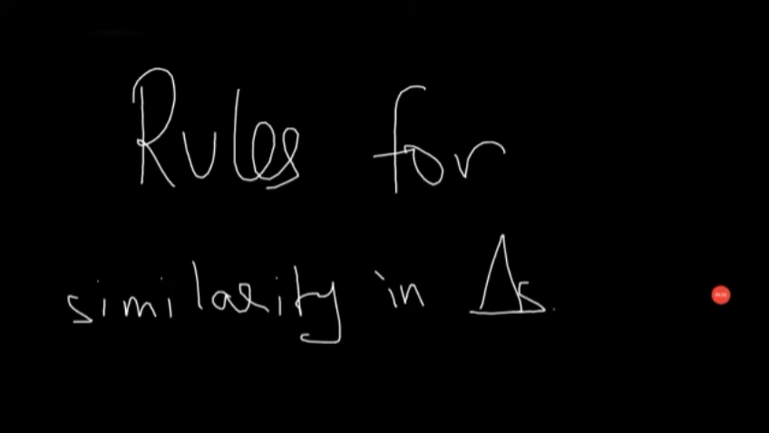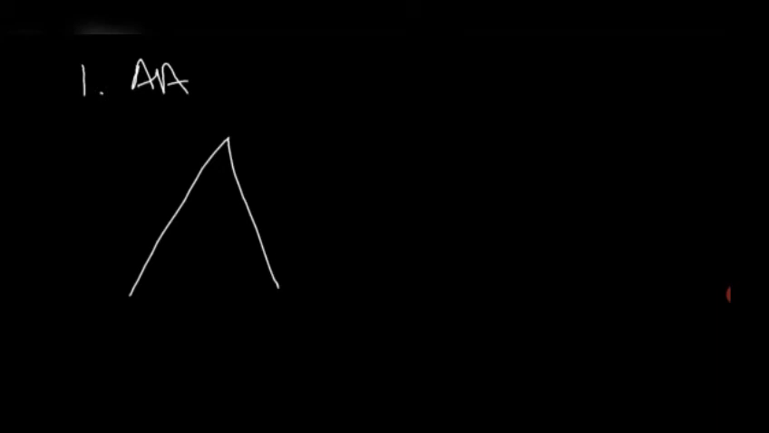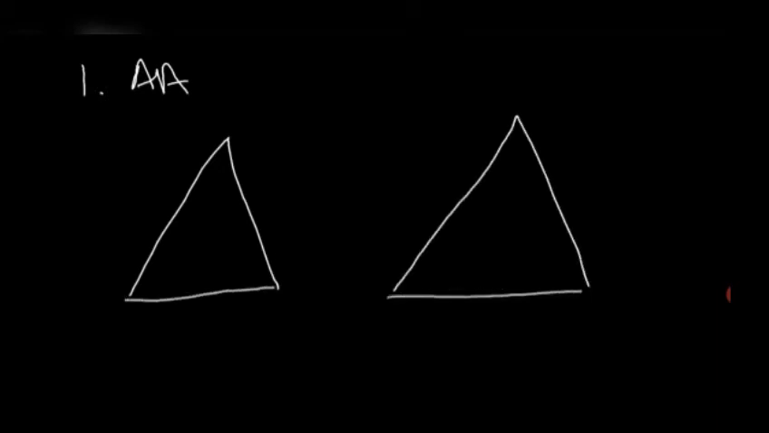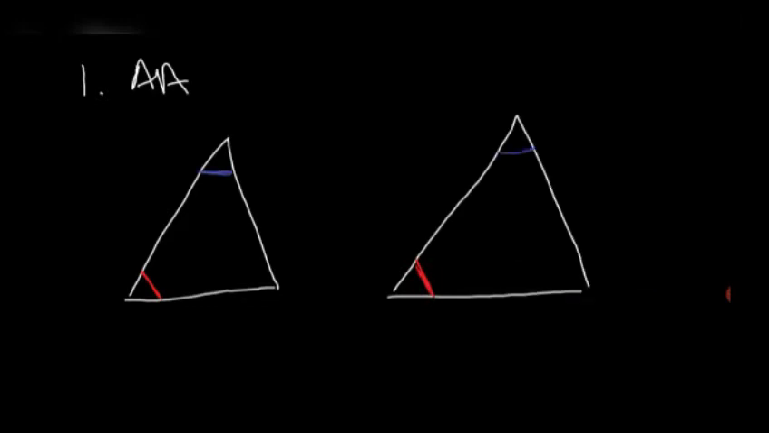Now we'll talk about rules for similarity in triangles. In congruence, remember we had SAS, AAS, RHS. Now here we learn some rules. AA. If these two are similar, what has to be similar? This angle has to be equal to this angle, and this angle has to be equal to this angle.